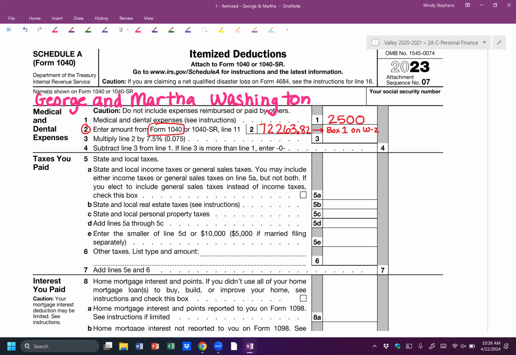All right, so there's that line. So let's go to the next line. Line 3 says multiply line 2 by 7.5%, which is really 0.075. So you're going to take line 2, and in your calculator, times it by 0.075. So grab your calculators, everybody type it in. Take line 2, that number you just got, times it by 0.075. You're just following the directions on each line. Okay, Taryn, what'd you get?